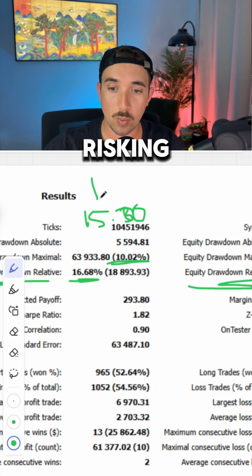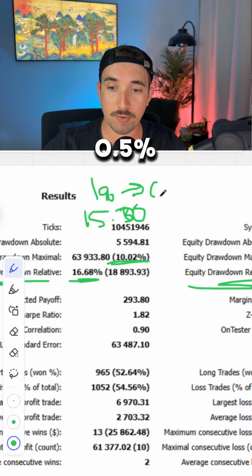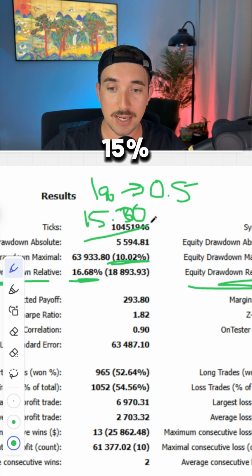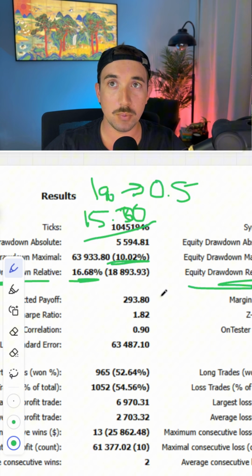For example, if this is risking 1% per trade, what we can actually do is halve that down to 0.5% per trade. And then that halves that drawdown risk from 15%. That'll halve it down to about 7.5%, reducing our risk massively, which is really important.